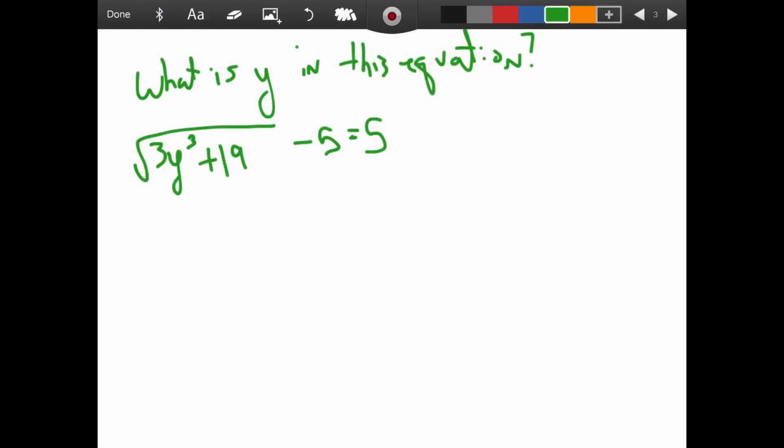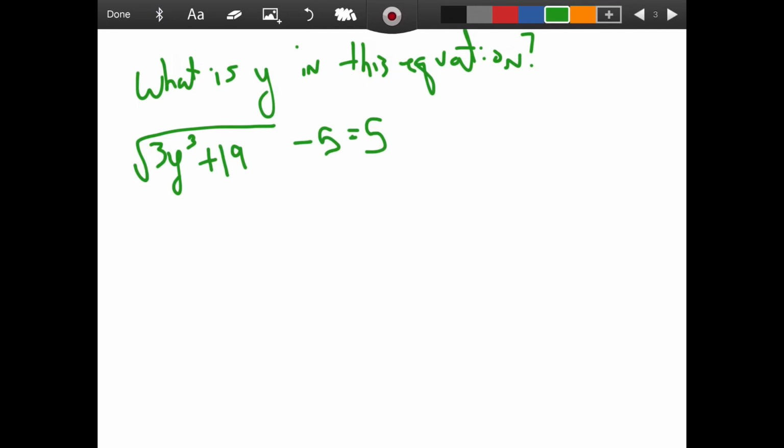Okay, now if you remember from, I think, one of our first exit tickets, one of the very first classes we have together, we investigated what's on the SAT. And the heart of algebra is a major, major topic. So you could see these radicals embedded in algebraic problems. So here we want to know what y is in this equation. So we have radical 3y squared plus 19 minus 5 equals 5.